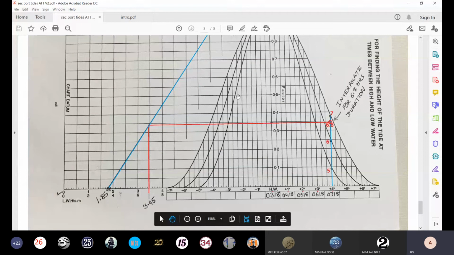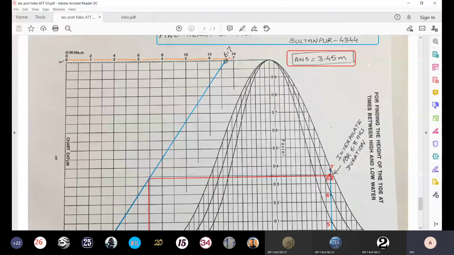So in this diagram, you start off by marking horizontal line bottom, your low water height. So what is low water height? 1.85. What is high water height? 6.7. Scale, you can take inner one or outer one. Inner one is going from 0 to 7. Outer one is going from 0 to 14. So if you have got a value more than 7, then take the outer one. Otherwise use inner one. So 6.7 is the maximum we have got. So we can use inner scale 0 to 7.